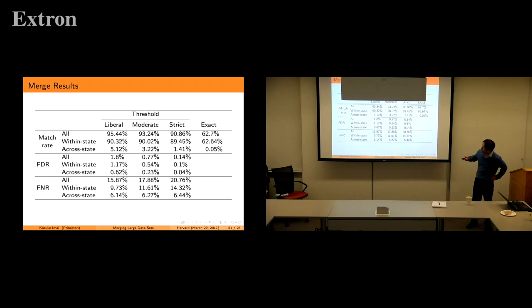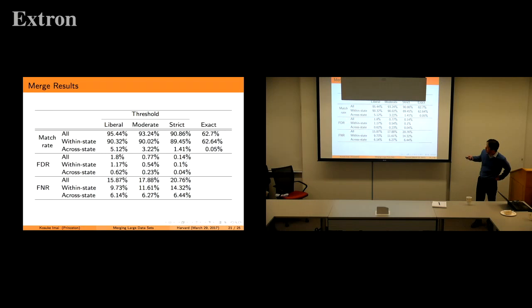And FDR, this is the false discovery rate. We kept it low, so it's about 1% at most. And if we take the strict standard, it's less. If you do the exact matching, you can see you can find 60% of people within state, but very few in the across state.